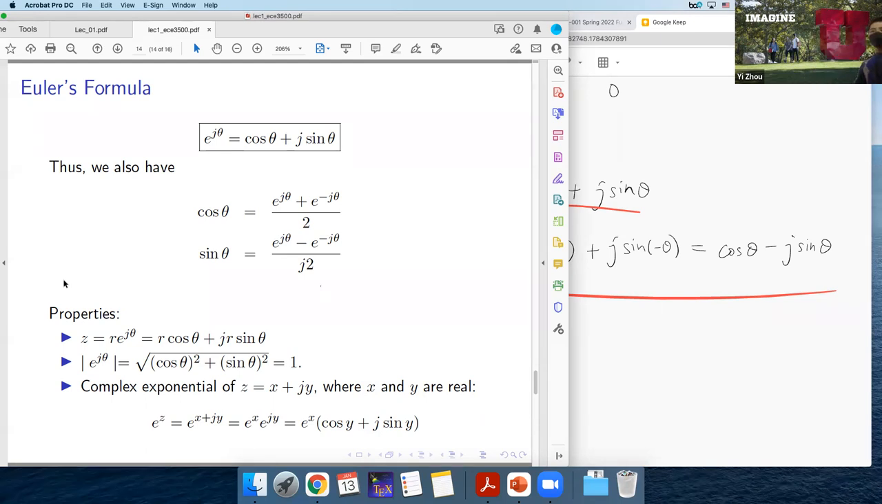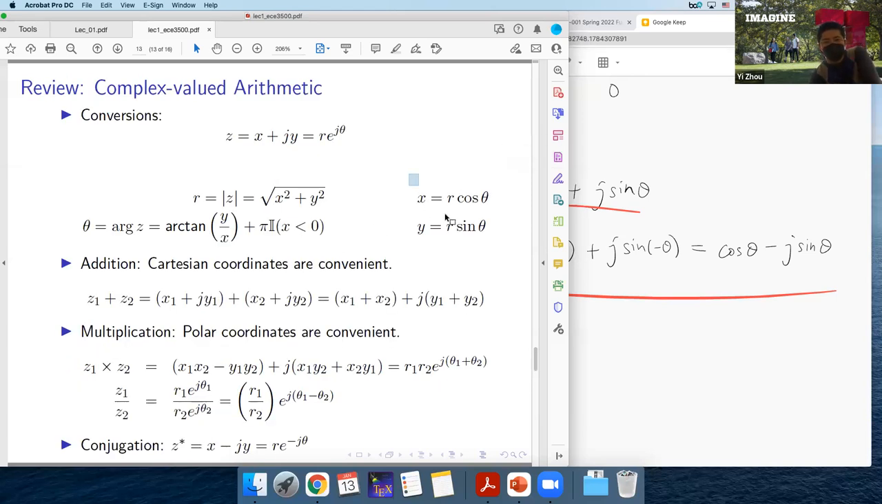And this can explain a lot of things that we introduced in the previous slide. For example, once we have the standard polar form, we can plug in Euler's formula. So replace e^(jθ) by Euler's formula, and we end up with a standard Cartesian form. You can see that the real part is R times cosine θ. The imaginary part is R times sine θ. This is exactly the formula that we introduced in the previous slides.